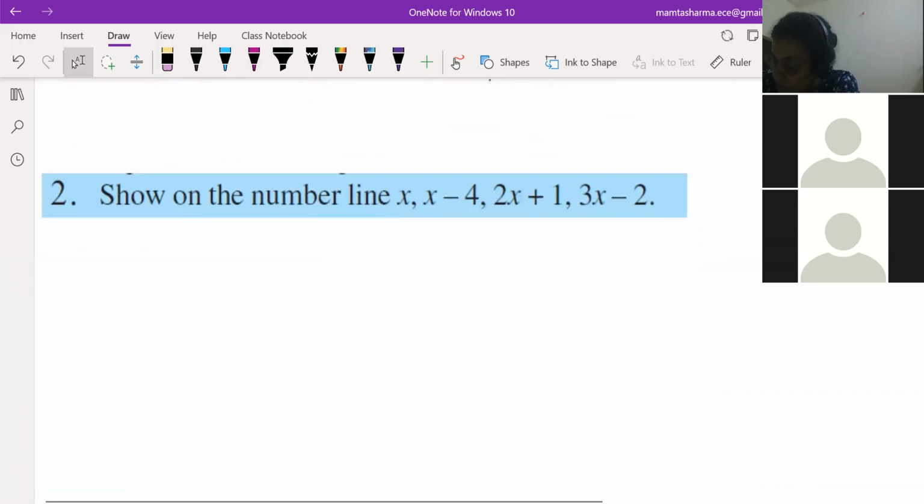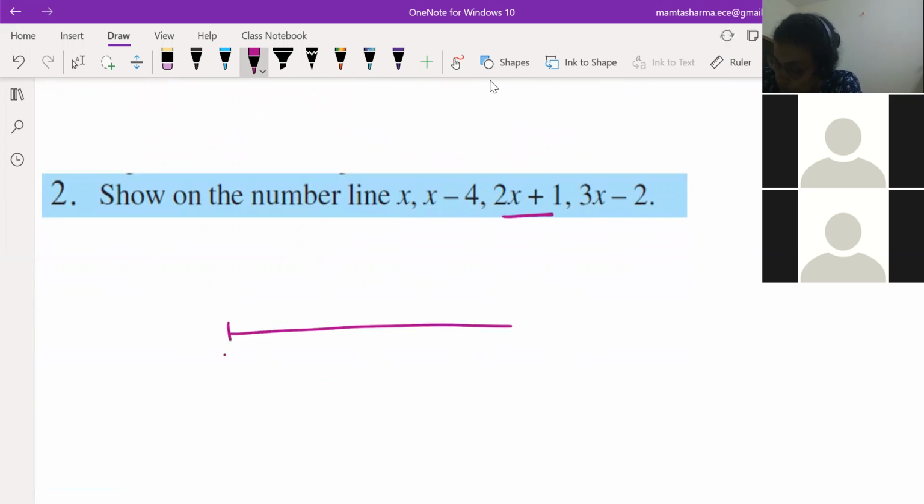Now see, if I say it is 2x plus 1, you can take x of any value. This would represent x. Now 2x, you have to add x 2 times. That would be 2x. Take x 2 times and add plus 1. Plus 1 means you have to move in the same direction. If I say this distance is plus 1, then this point would represent 2x plus 1.